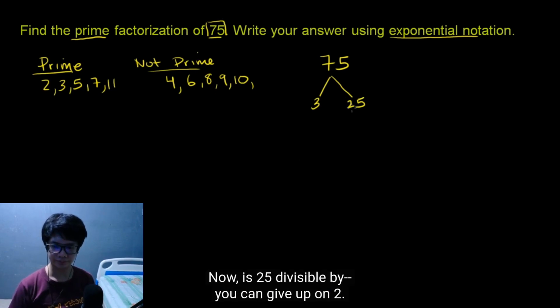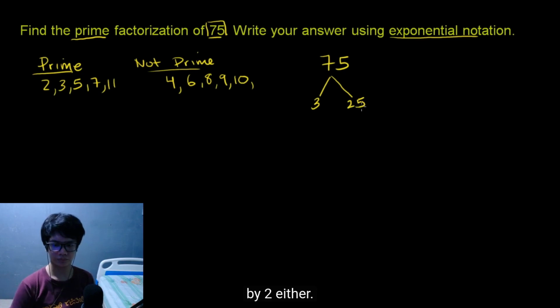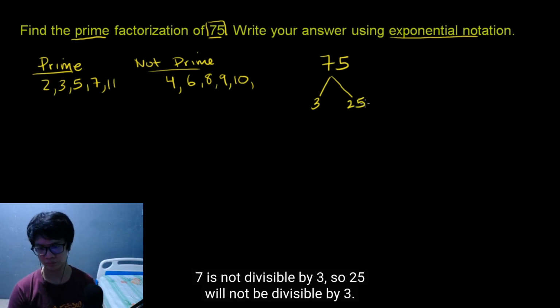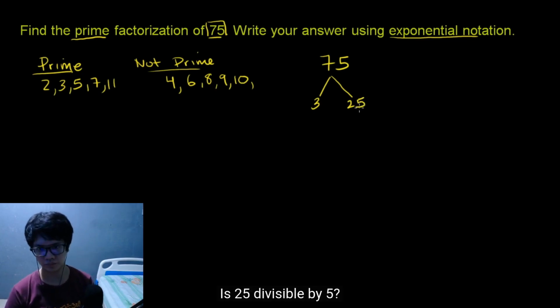Now, is 25 divisible by, you can give up on 2. If 75 wasn't divisible by 2, 25 is not going to be divisible by 2 either. But maybe 25 is divisible by 3 again. So if you take the digits 2 plus 5, you get 7. 7 is not divisible by 3, so 25 will not be divisible by 3. So we keep moving up. 5. Is 25 divisible by 5?